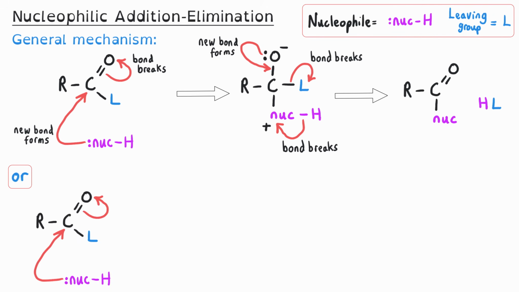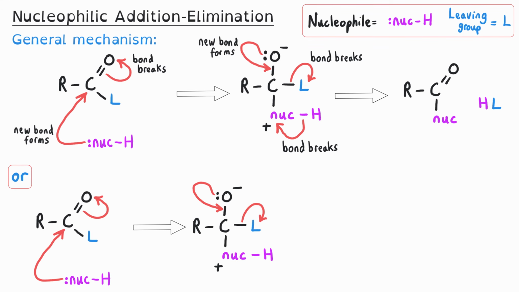stages. The first stage is identical because we have the addition part of the mechanism where the nucleophile attacks the carbonyl carbon and the double bond partially breaks. Then elimination occurs in its own step where the oxygen reforms the double bond to the carbon and the leaving group leaves, taking that pair of electrons with it, so it is eliminated from the molecule. But the deprotonation occurs in a separate step.